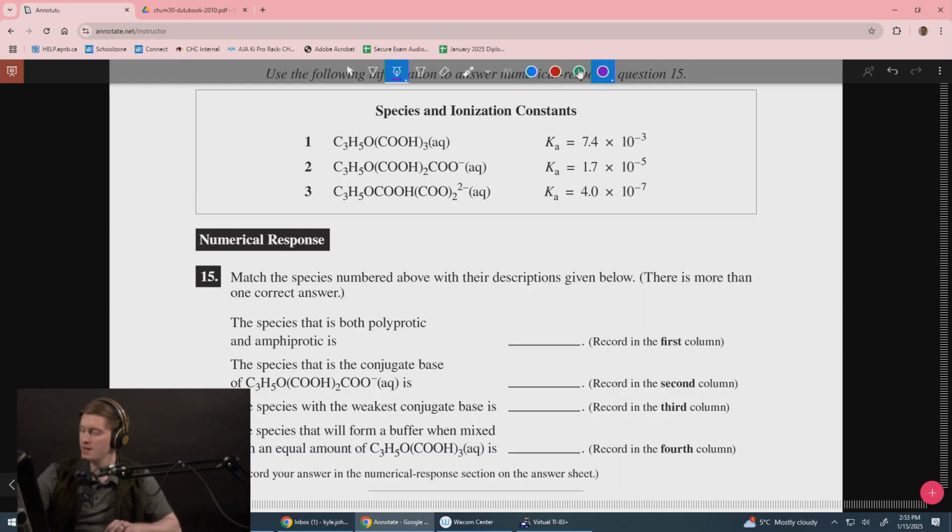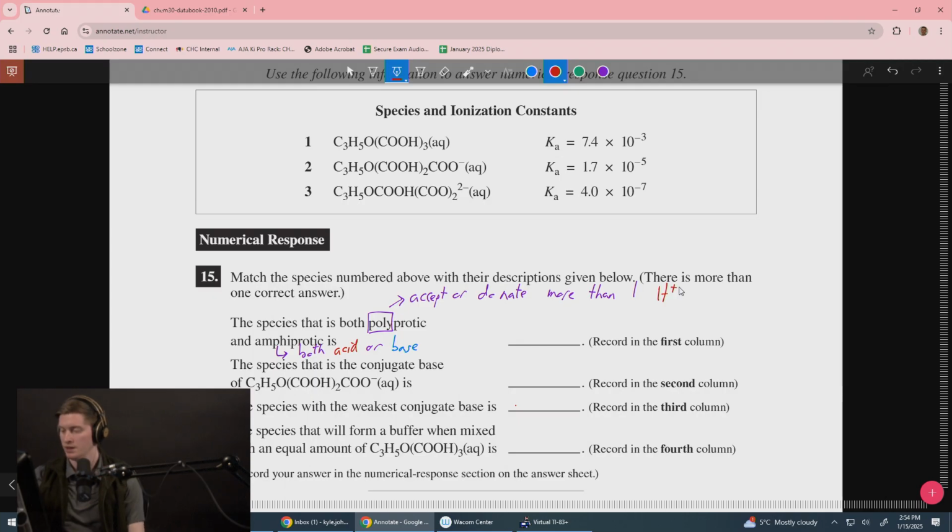So remember, amphiprotic means it can be both an acid or a base. And poly means many. It can accept or donate more than one proton. We'll answer this first one here. So the ones that are amphiprotic are the ones that are going to have hydrogens that they can donate, protons they can donate, as well as a negative charge to show that they can accept protons.